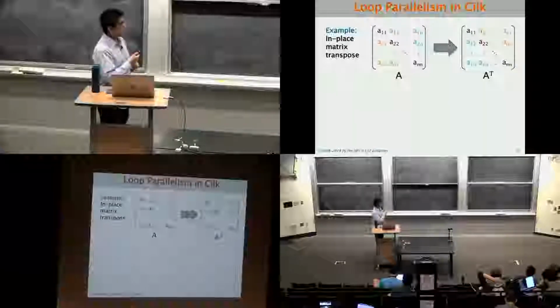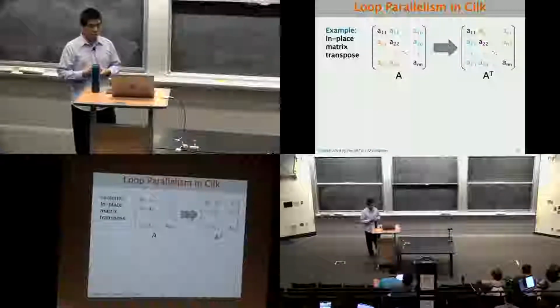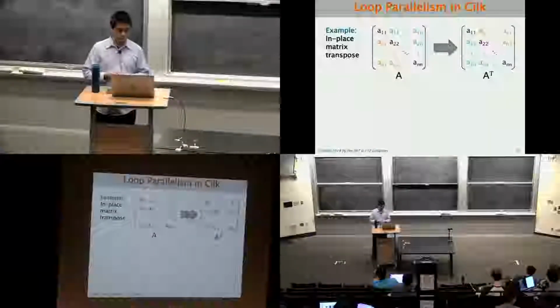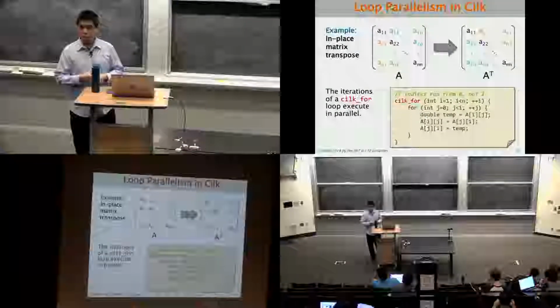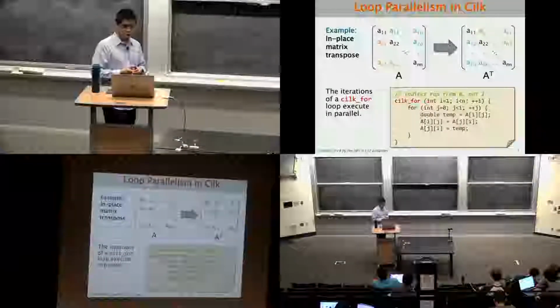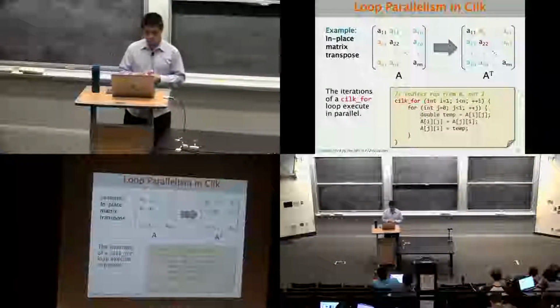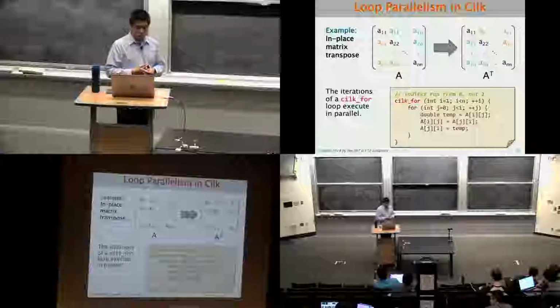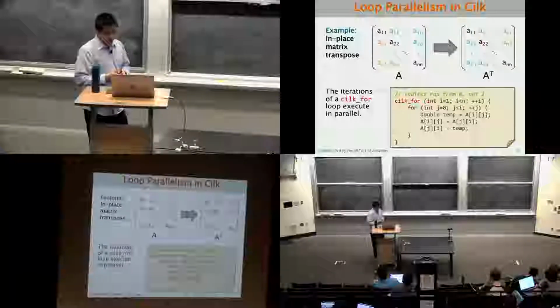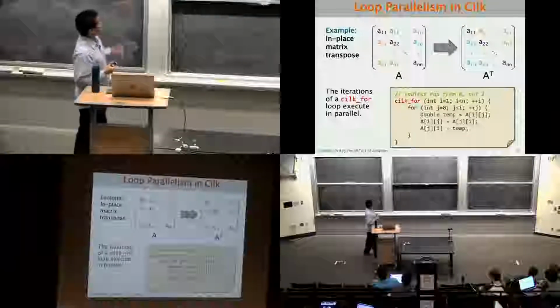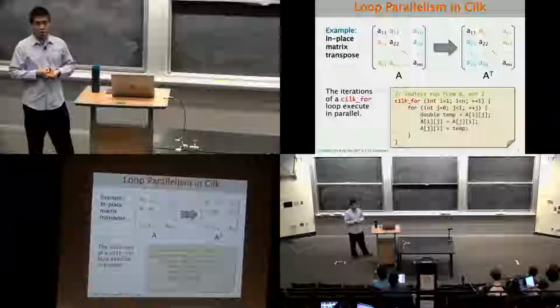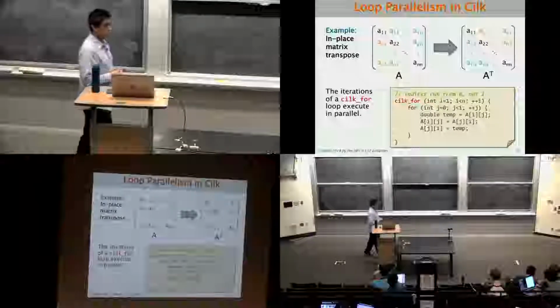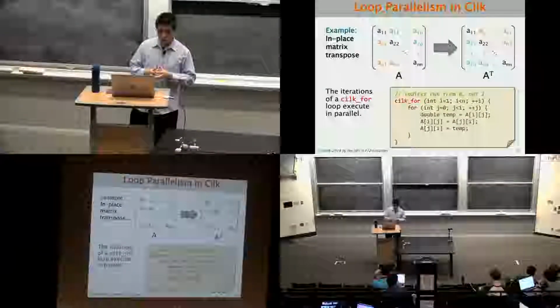And also, we talked about this example where we wanted to do an in-place matrix transpose. And this used the Silk for keyword. And this says that we can execute the iterations of this Silk for loop in parallel. And again, this says that the runtime system is allowed to schedule these iterations in parallel, but doesn't necessarily say that they have to execute in parallel.